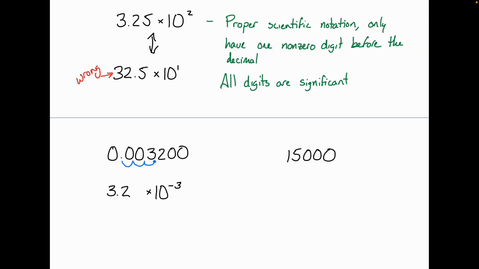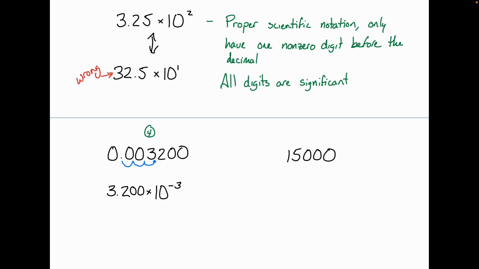Am I done? Let's be careful here. How many sig figs do we see in 0.003200? 4. How many sig figs do I see in 3.2 times 10 to the negative 3? Just 2. I need to include those trailing zeros so I don't change my number of sig figs. So not just 3.2, but 3.200. And again, the nice thing about scientific notation is all digits displayed are going to be your sig figs.